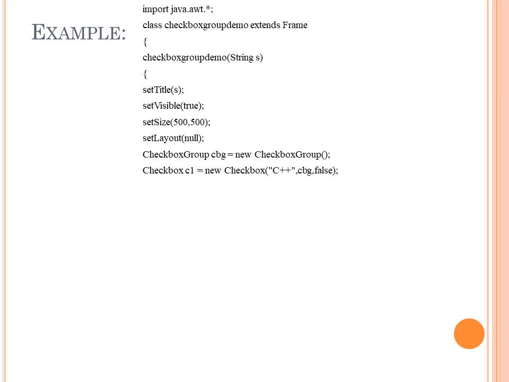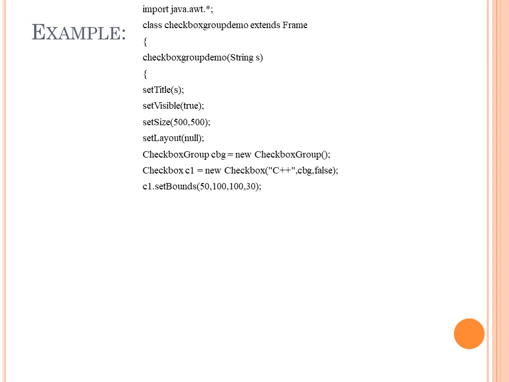Now inside the checkbox group you have to mention the various checkboxes, that is checkbox C1 is equal to new checkbox. Over there you have to mention the string that it will be C++, and the checkbox group, that is the object of a checkbox group, that is CBG, and here we are mentioning it as false. Means what? You don't have to make it as true.